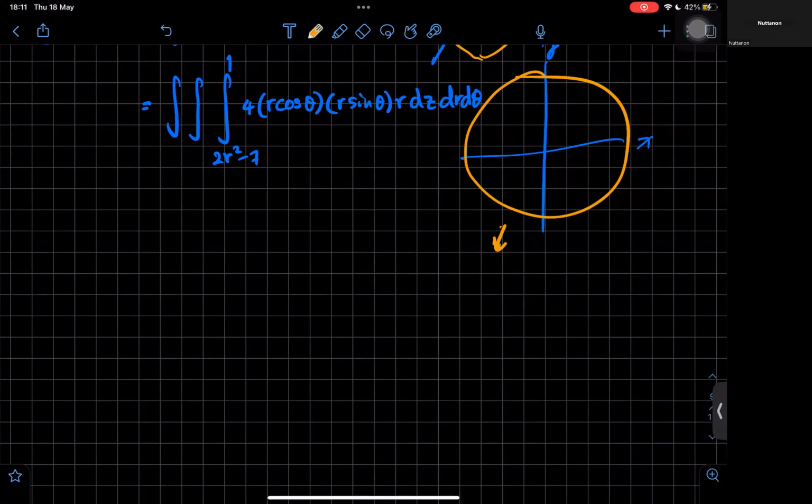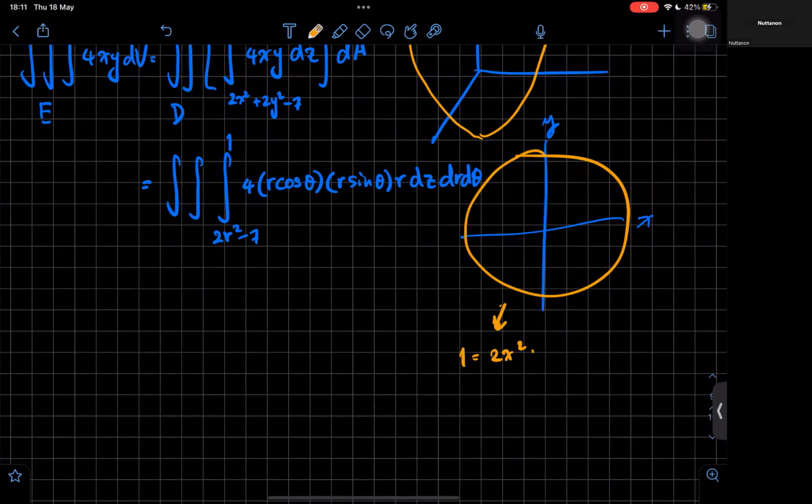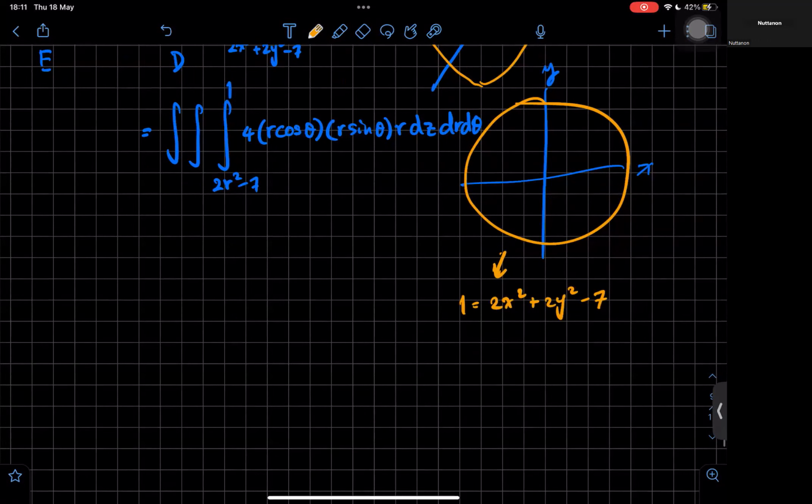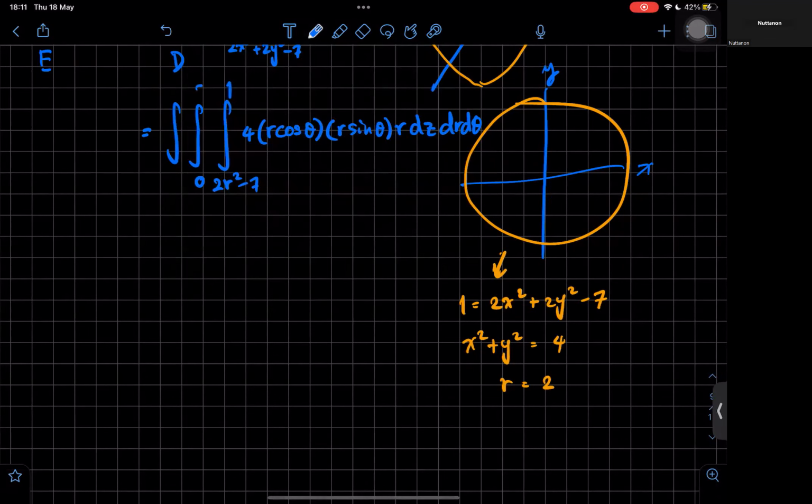So it becomes 1 equal to 2x squared plus 2y squared minus 7, right? You get x squared plus y squared equal to 4. Okay, so r is 2. So r will be 0 to 2, and it's the whole circle, so 0 to 2 pi. Okay.